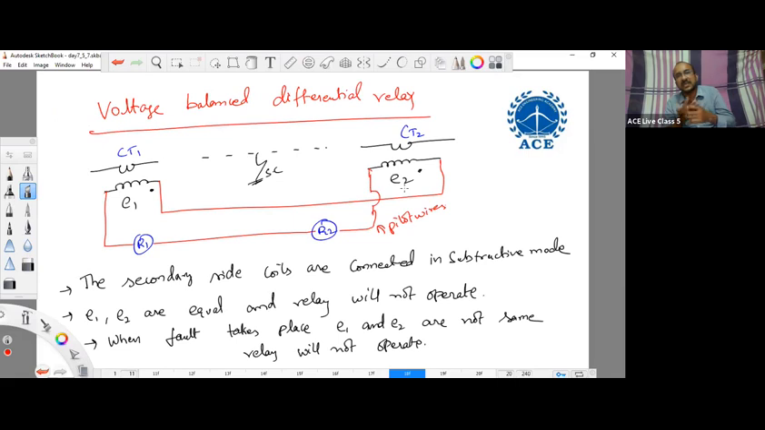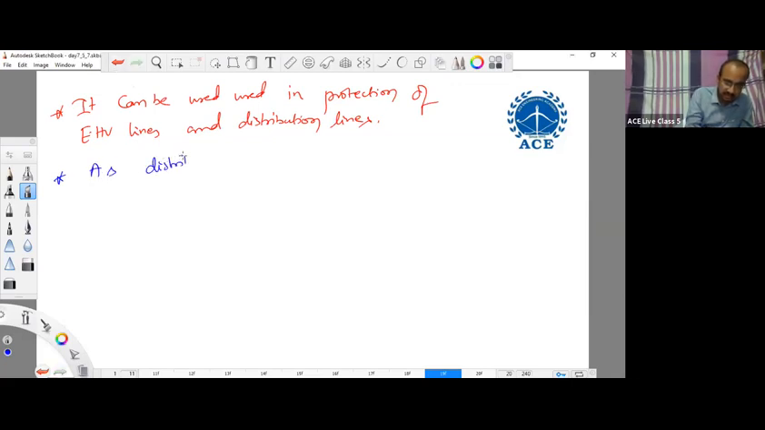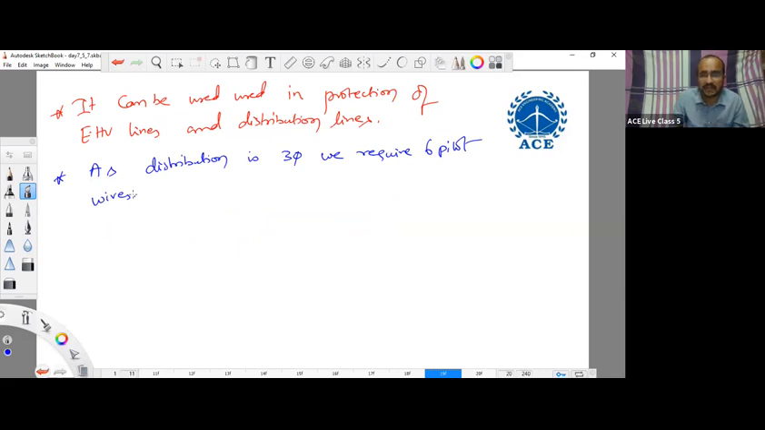So for a three phase system, how many pilot wires are required? Six pilot wires are required. For each phase, you require two pilot wires, so for a three phase system you require six pilot wires. So the number of pilot wires required is more. As distribution is three phase, we require six pilot wires.